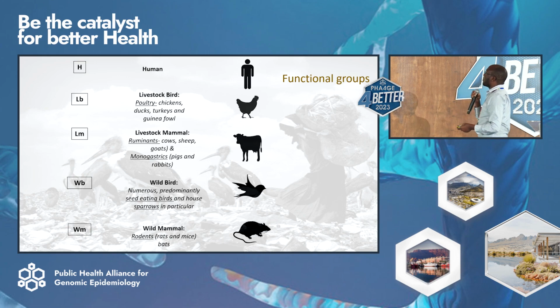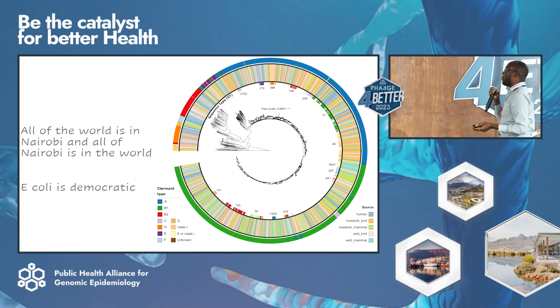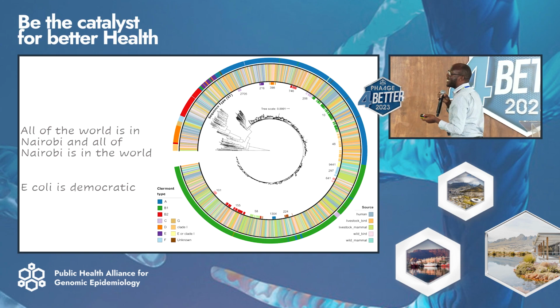Okay. So now to our first finding, which is this fancy tree here, which again says almost that it doesn't matter. That is, all of the world is in Nairobi, and all of Nairobi is in the world. That is, the inner ring, which is the inner one, those are the sequence types.